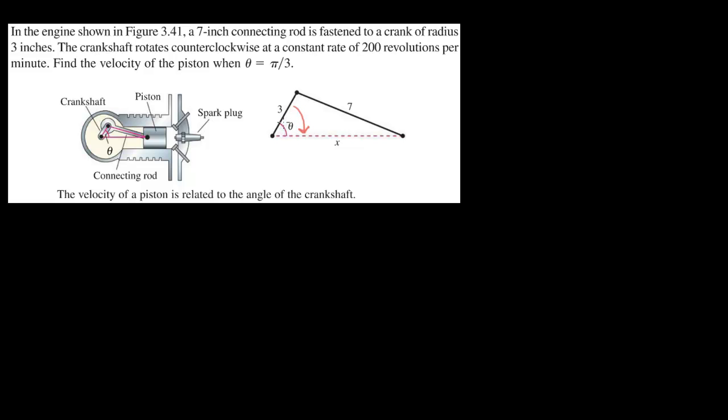So when you're rotating counterclockwise and you get to theta equals pi over 3, how fast is this horizontal distance changing? Okay, how fast is that horizontal distance changing? Now, we have a theta, and we have two sides of a triangle. Now, one thing I do not see here is a right triangle.